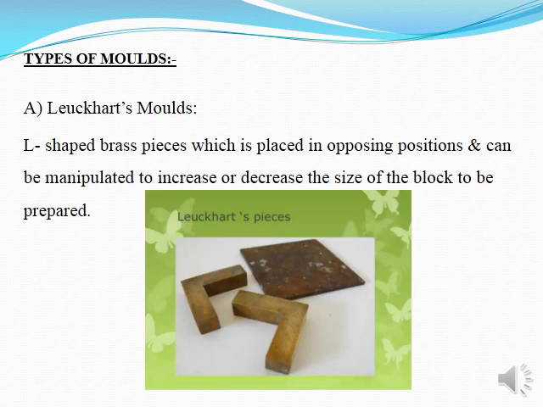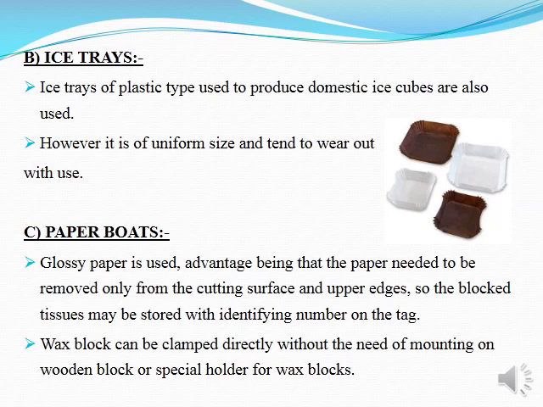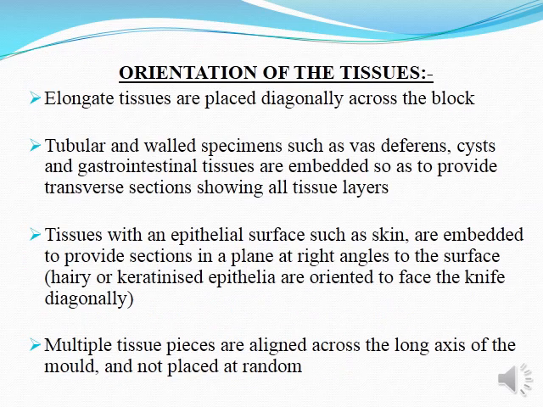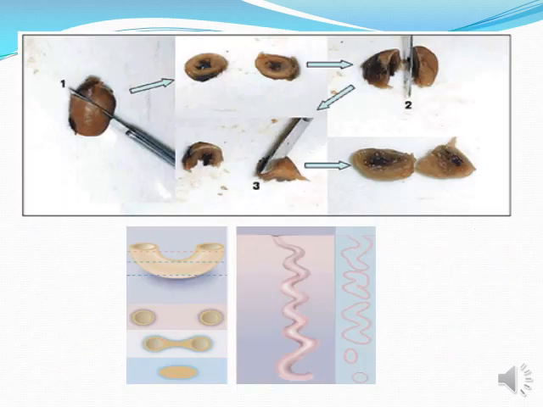We use the Leuckhart mold here. So L-shaped brass pieces are placed in opposite positions to form a cube or rectangle. The wax will be poured initially, and then the tissues will be oriented in the proper position. Plastic molds can also be used. These are the steps in orientation of the tissue.